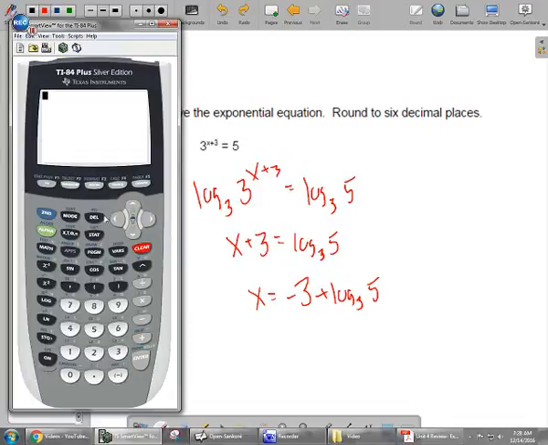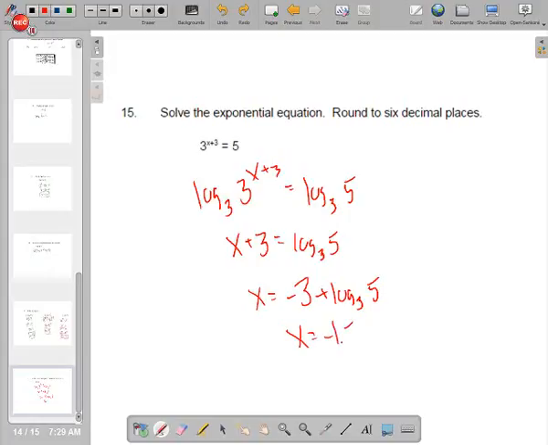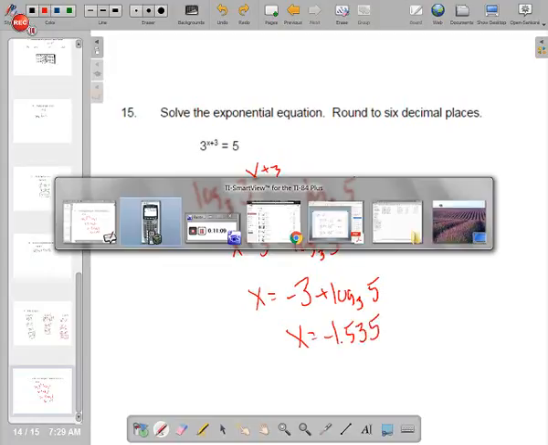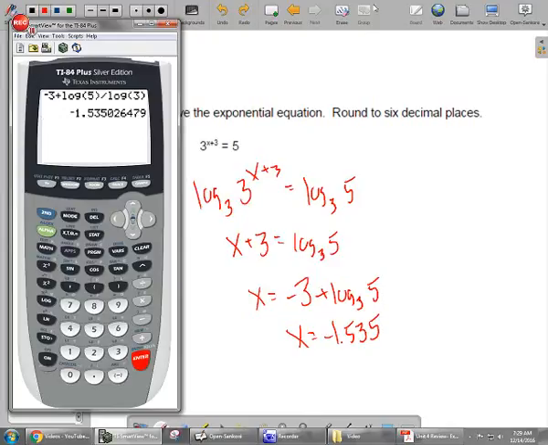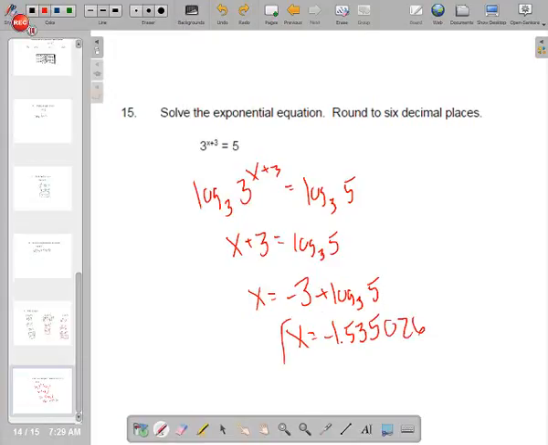When you type that in your calculator, some of you are aware there is a little hidden menu where you can do log base, but I'm going to just type it in using the change of base formula because I think it's faster. Log of 5 divided by log of 3. So if you're doing log base 3 of 5, you can do change of base: log of the argument over log of the base, and when you type all that in, you get -1.535. x equals -1.535. It does say 6 decimals, so I'll get all 6: 026. Now I have 6 decimal places, and I'm good to go.